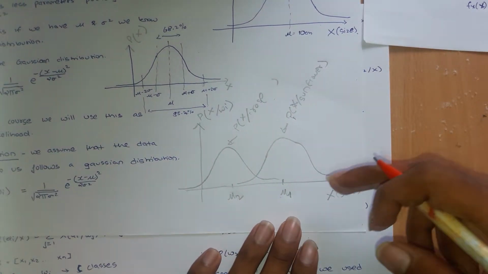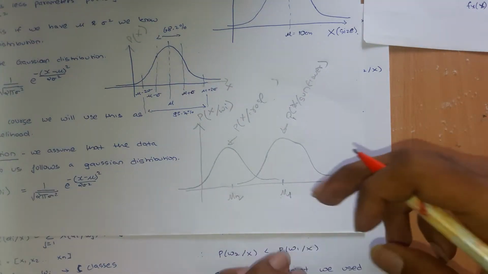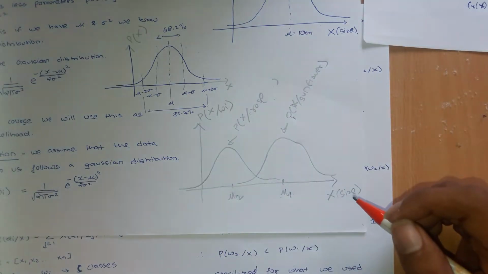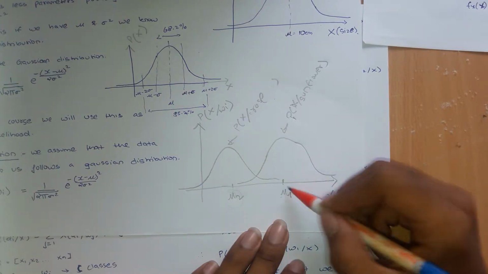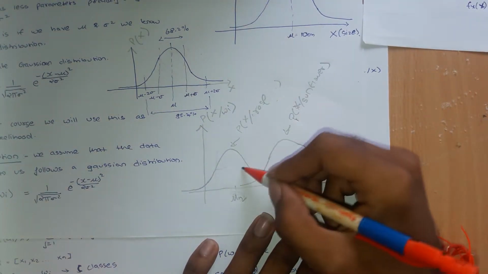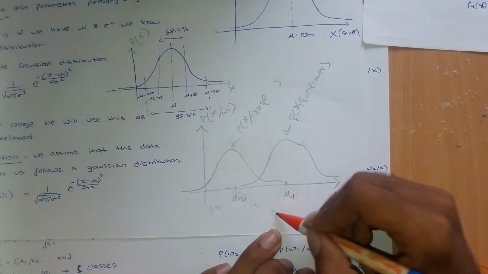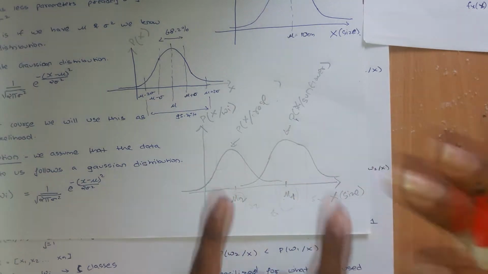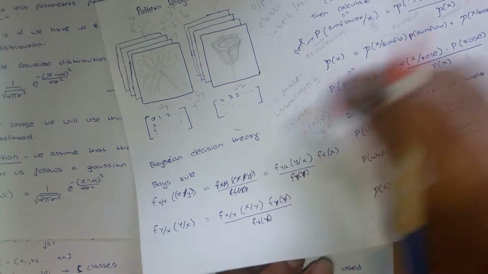Now this is what we do in the training set. The training of the algorithm essentially gives us these parameters mu1, mu2, and the variances sigma 1 and sigma 2. That is what we get from training, and we find out these things. Now this was about the likelihood.